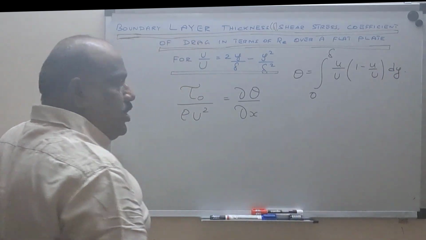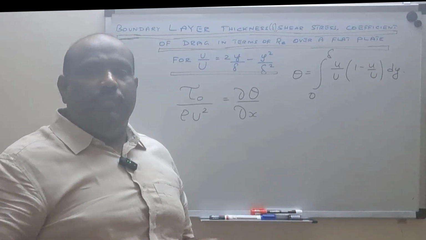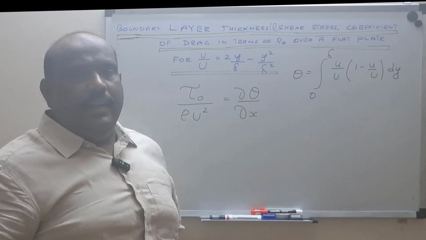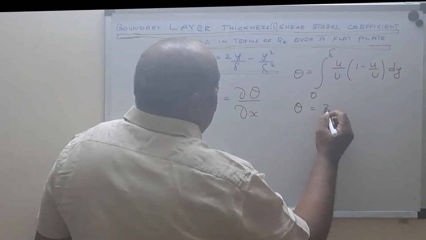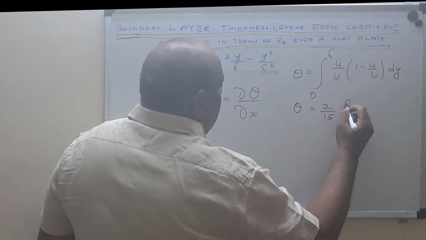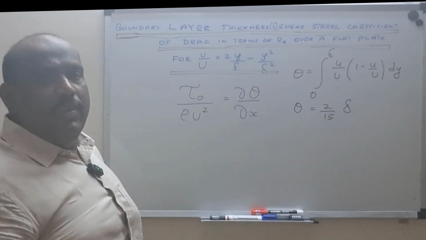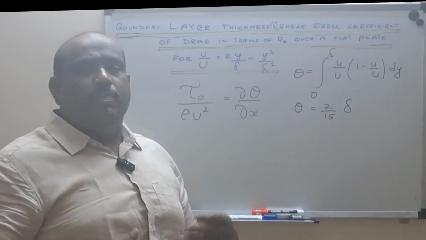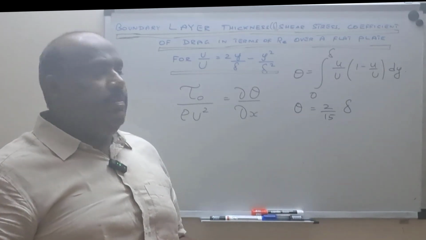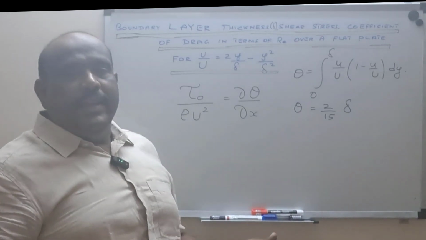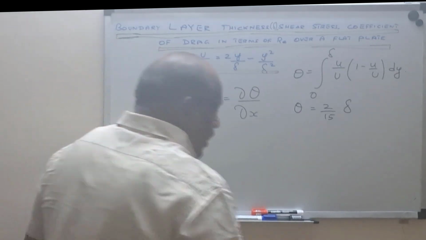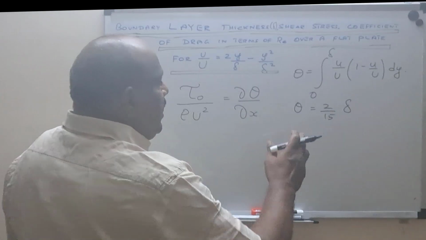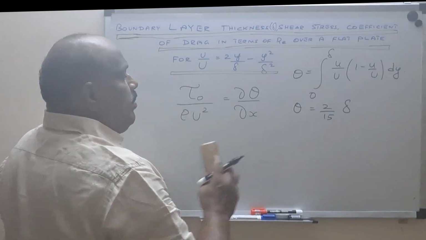Already, in the last session, we arrived at the value of theta and delta. We derived theta equal to 2 by 15 delta. We will derive it today also, but if you are already aware of this value, you can proceed to the further steps. But I am going to derive how we establish theta equal to 2 by 15 delta, and after getting this value, I will substitute it in the von Karman equation.